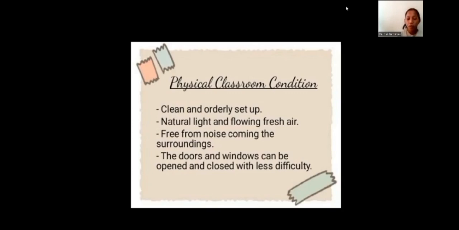And then, free from noise coming from the surroundings. There is probably no student who likes distractions while studying, right? Okay, the next one is that the doors and windows can be opened and closed with less difficulty.